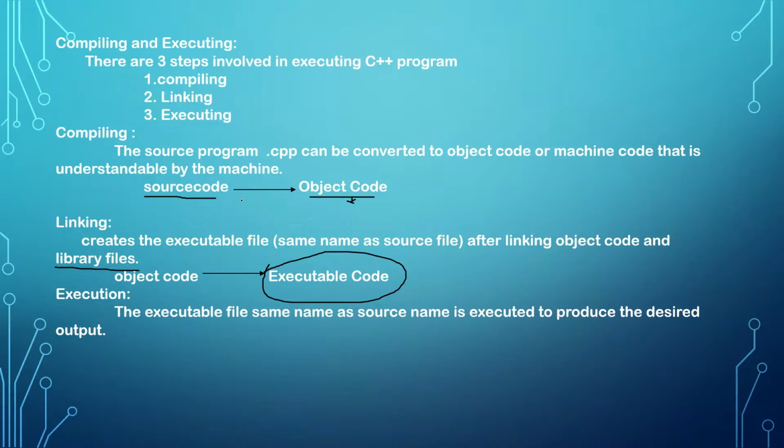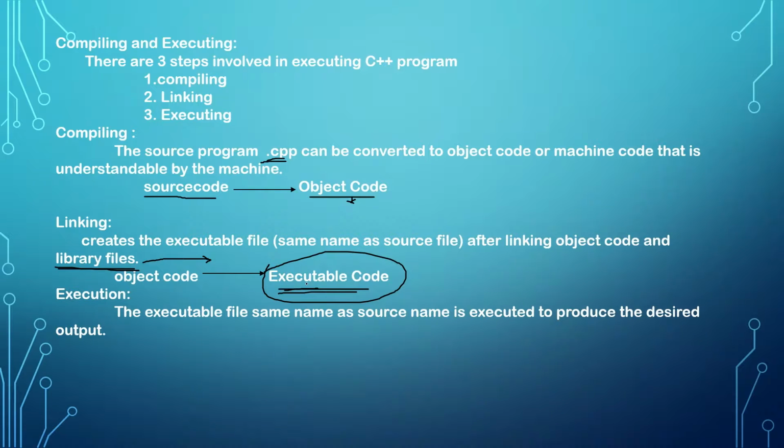This is the first step. Your source code is converted to object code, that is machine readable format. After this, the library files are linked and it is now ready for execution. When you click run, this executable file will be executed to produce your desired result, not your CPP code. The CPP code is now in the executable format. This produces the desired result.